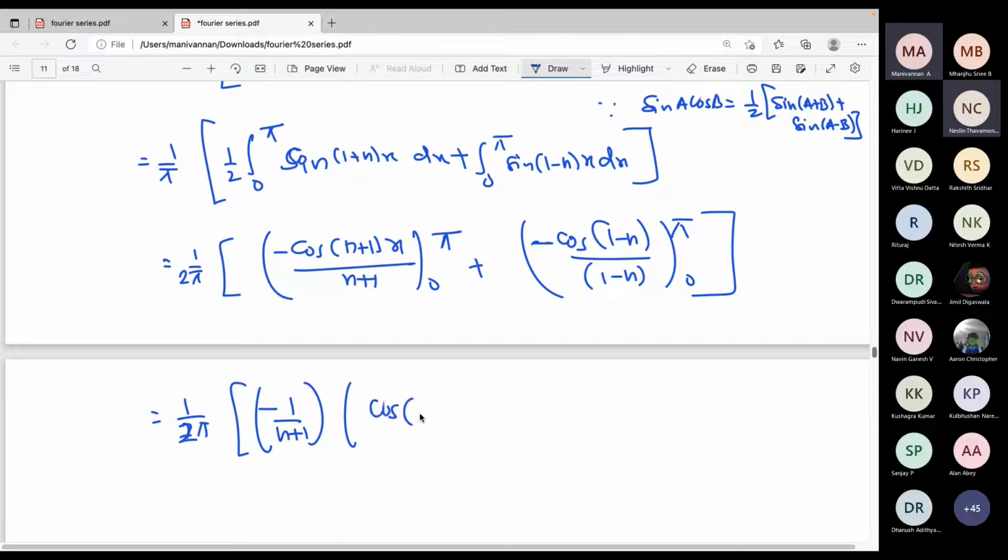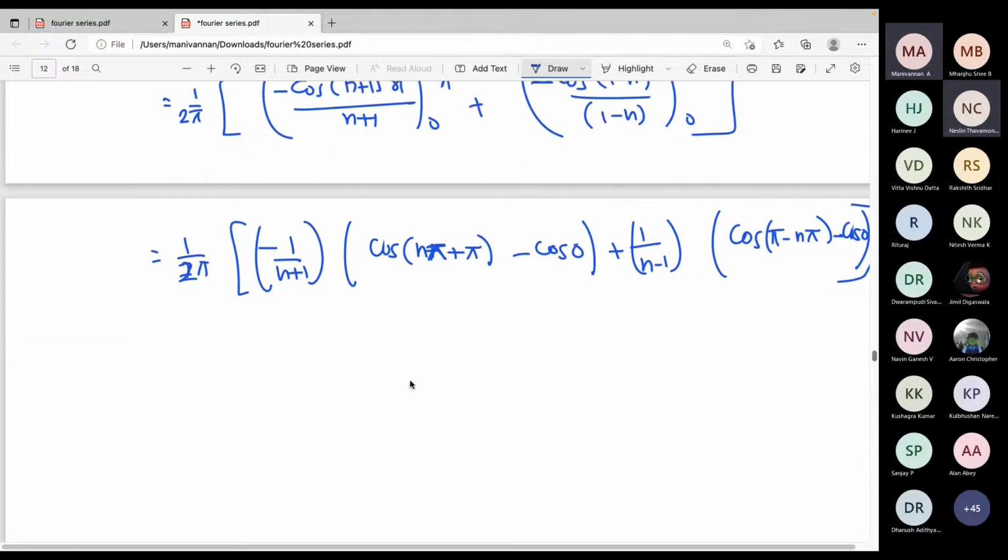This is cos of (n plus 1) pi, or shall I take it this way, n pi plus pi? Yes. Okay, now this also I may take in the plus format. So it is 1 divided by n minus 1, which is cos of pi minus n pi, minus cos 0. Okay, cos 0. So it is 1 divided by 2 pi, minus 1 divided by n plus 1. Cos of n pi plus pi is what?